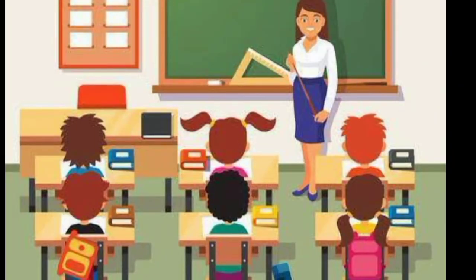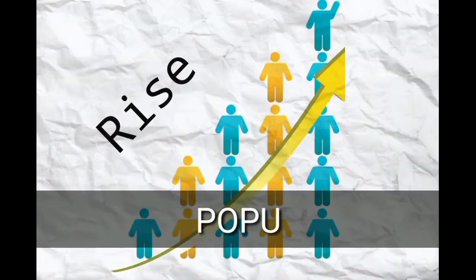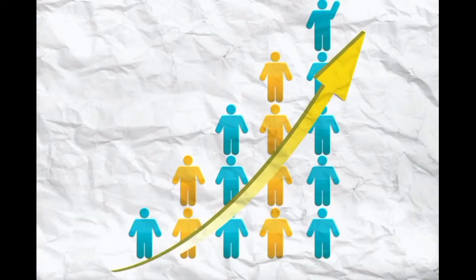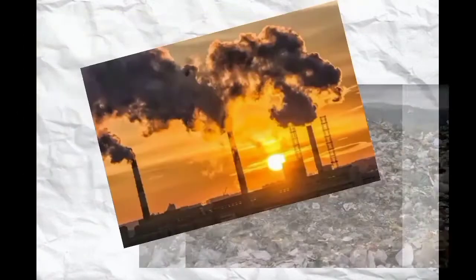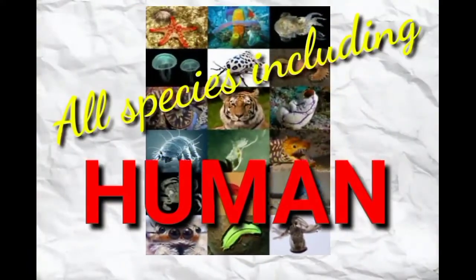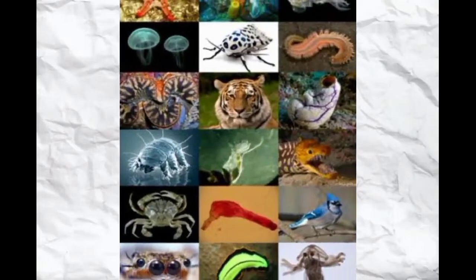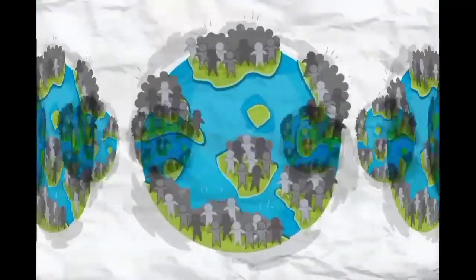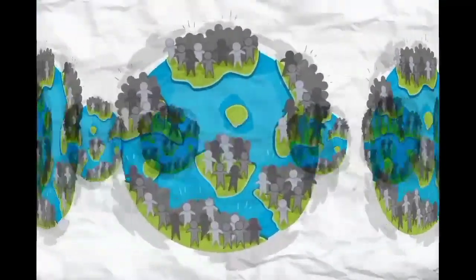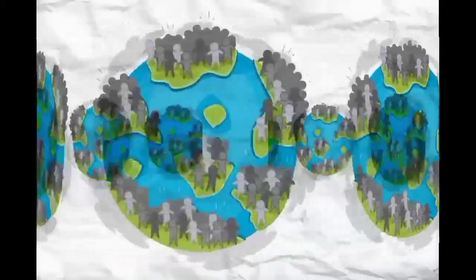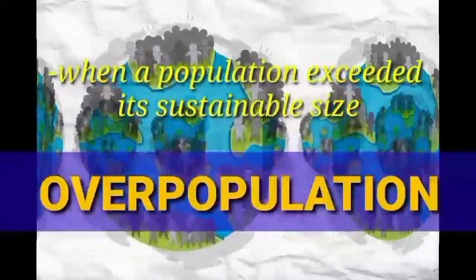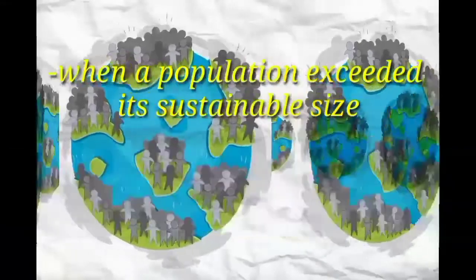In your science class, you have learned that a certain rise on the number of population can bring abrupt changes in the environment. This is a known fact in all species, including us human. Over time, the number of human population had rapidly exceeded its sustainable size. This condition is known as overpopulation.